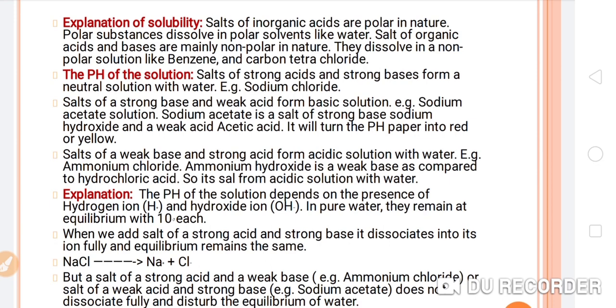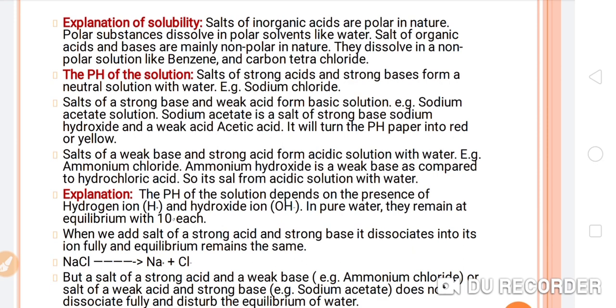Okay, the pH of the solution. Salts of strong acid and strong base form a neutral solution with water. Example: sodium chloride. Here you can see sodium hydroxide, when it reacts with HCl, it will convert into sodium chloride. Salts of strong base and weak acid form a basic solution. This is a very important statement.